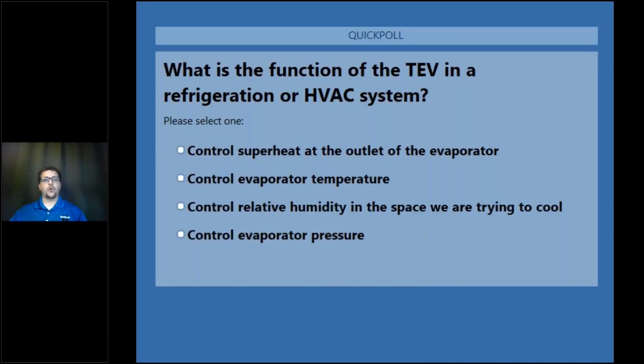So we've got our first poll question here. The first poll question is, what is the function of the TEV in a refrigeration or HVAC system? A, control superheat at the outlet of the evaporator. B, control evaporator temperature. C, control relative humidity in the space we are trying to cool. Or D, control evaporator pressure.